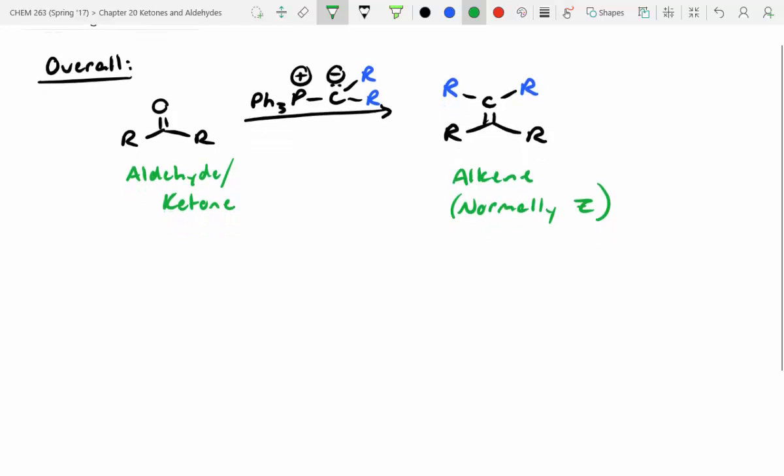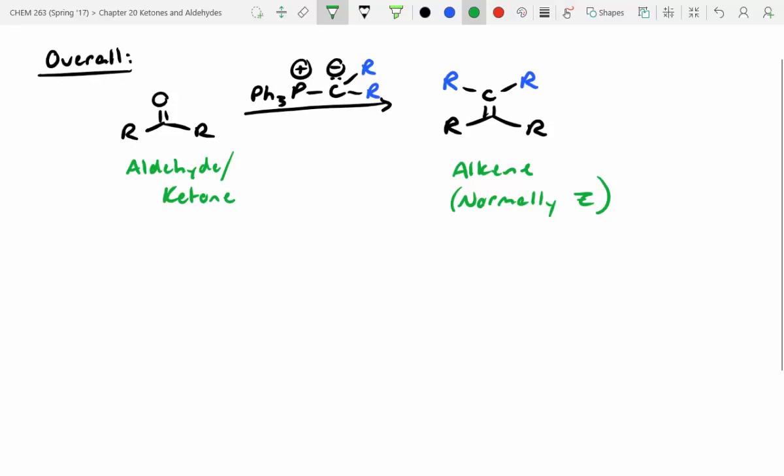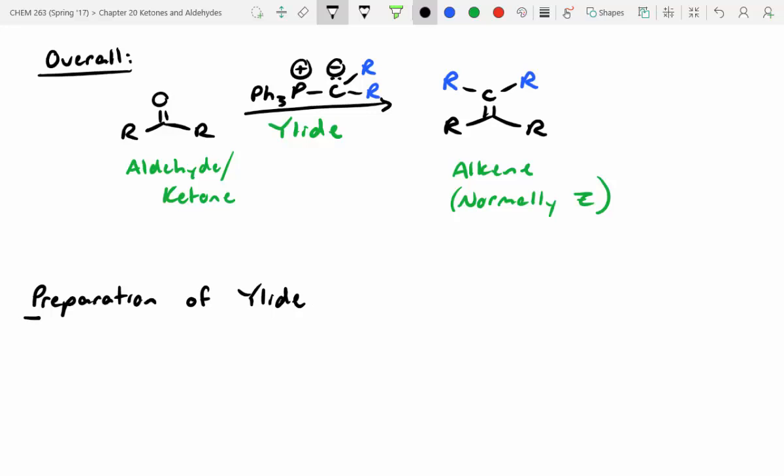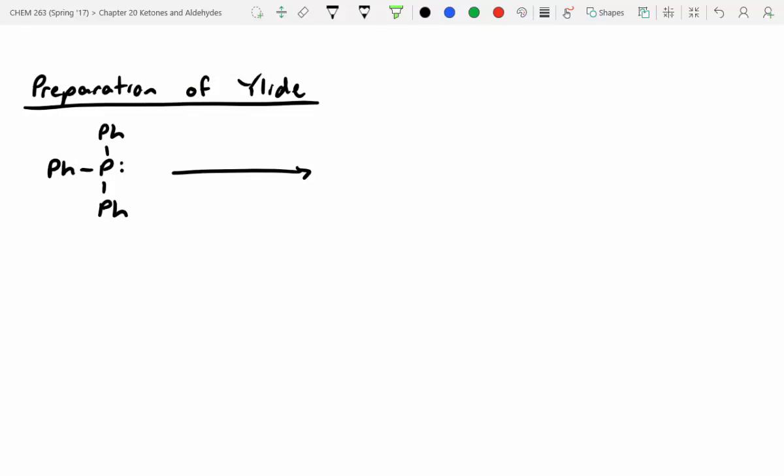So let's take a look at how we prepare the ylide. And it's spelled with a Y. It sounds kind of weird. And we're going to first start with triphenylphosphine. And there's a lone pair on it. And the first step, all you need to do is react this with an alkyl halide. And I'm just going to make this an X. I'm going to put an R group down here too.